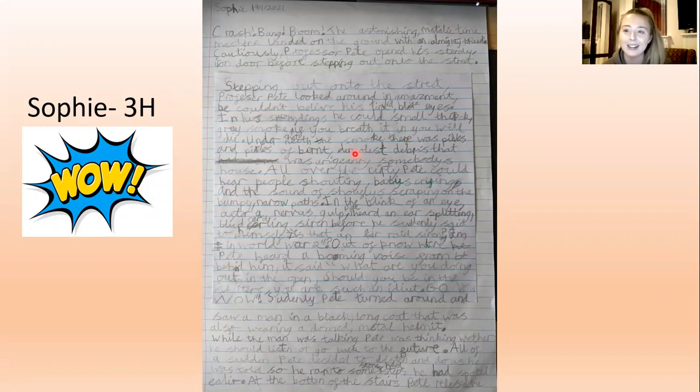Originally someone's house. All over the city, Pete could hear people shouting, babies crying, and the sound of shovels scraping on the bumpy, narrow path. In the blink of an eye, after a nervous gulp, Pete heard an ear-splitting, blood-curdling siren before he suddenly said to himself, is that an air raid siren? Am I in World War II?